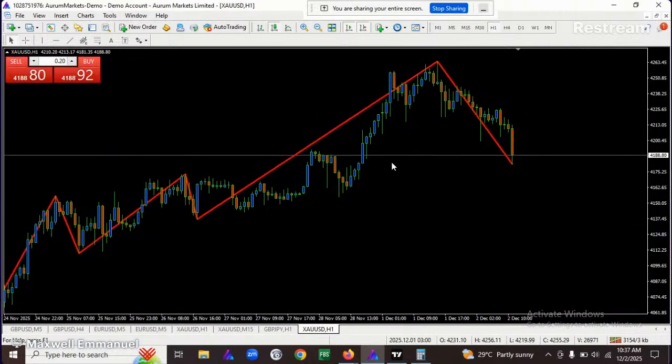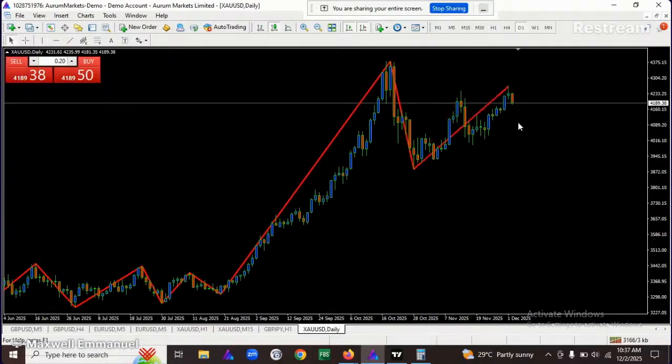Gold is bearish. I also have a trade on gold. I should be in profit of close to 200 pips on gold right now. So you can see yesterday's candle. The buy we saw yesterday in the market was to come and sweep this liquidity.